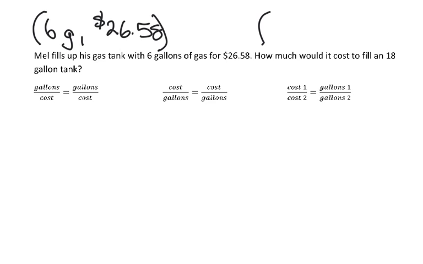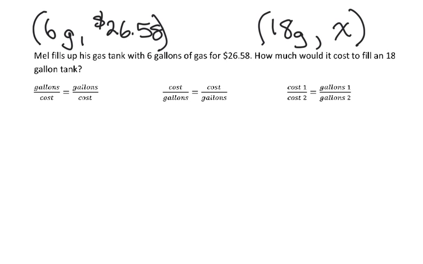Here, we know that 18 gallons should come first in our pair because it came first in our first sentence. And the question is, how much would it cost? So that's our variable because we don't actually know the cost. Now let's take a look at 3 different ways to set up a proportion.